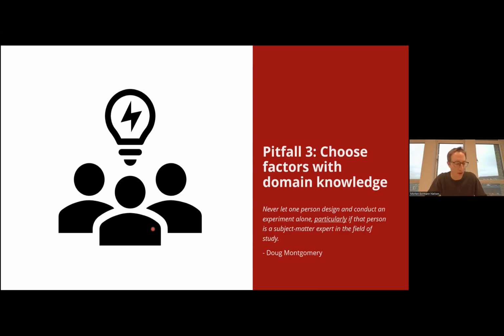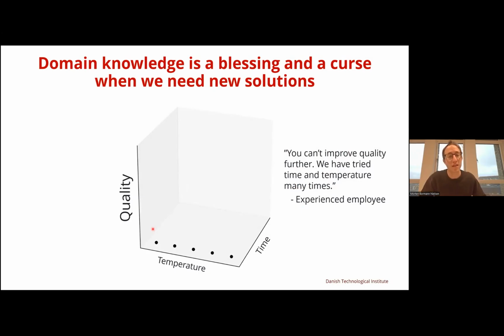And the last point I want to make is about how we choose factors with domain knowledge. I want to quote Douglas Montgomery, who's a very big figure within classical design of experiments. One of his theorems is that you should never let one person design and conduct an experiment alone, particularly if that person is an expert in the field of study. This sounds completely insane, but I want to highlight a reason why this is particularly true in industry. And I really like, Mikko, that you asked the question about domain knowledge and making use of that. It's actually, in my experience, very dangerous to do, or at least to over-rely on.